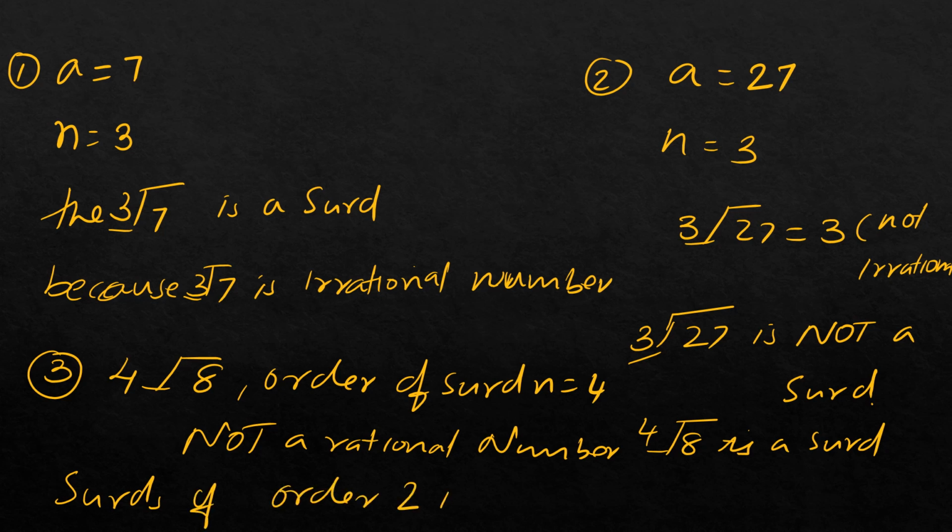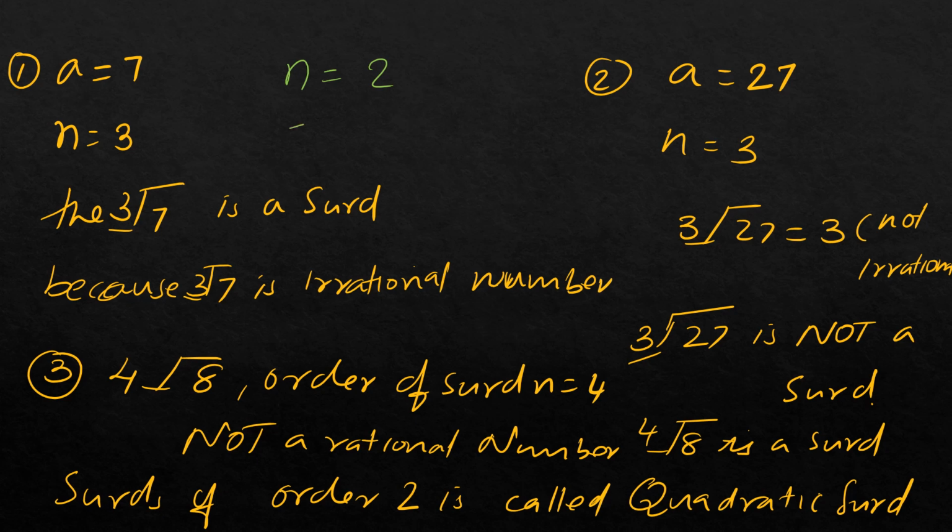Now what we have to conclude, surds of order 2 are also called quadratic surds, and your chapter will be dealing with only quadratic surds. That means the order will be 2 and 2 only. That means n will always be 2 throughout the chapter. So we are going to learn mainly about quadratic surds in this chapter.